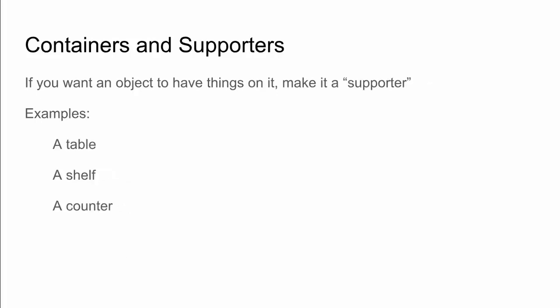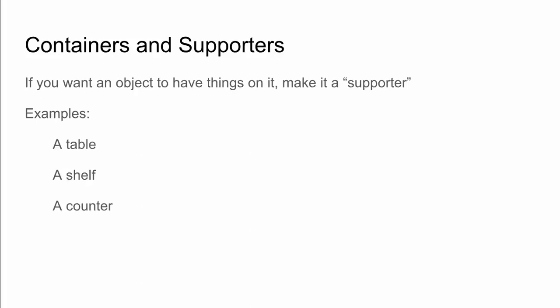What's another type of object? Well, a supporter. A supporter is something that you can put things on. So something like a table, a shelf, or a counter. They don't seem to get used as much as containers, but they're still nice to have there. So a supporter has something on it. A container has something in it.